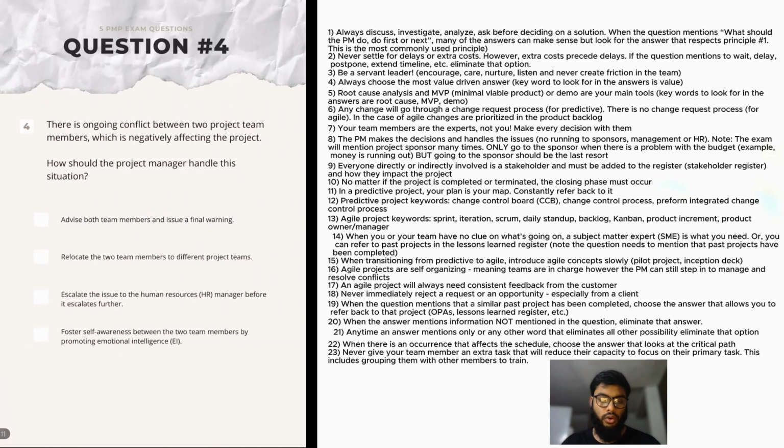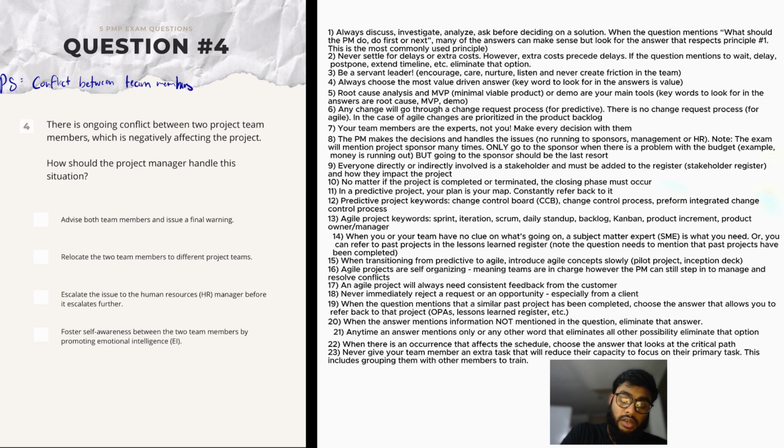Question number 4. Okay, 2 more left. This is a pretty small one. There's an ongoing conflict between 2 project team members, which is negatively affecting the project. How should the project manager handle this situation? All right, so conflict between team members.